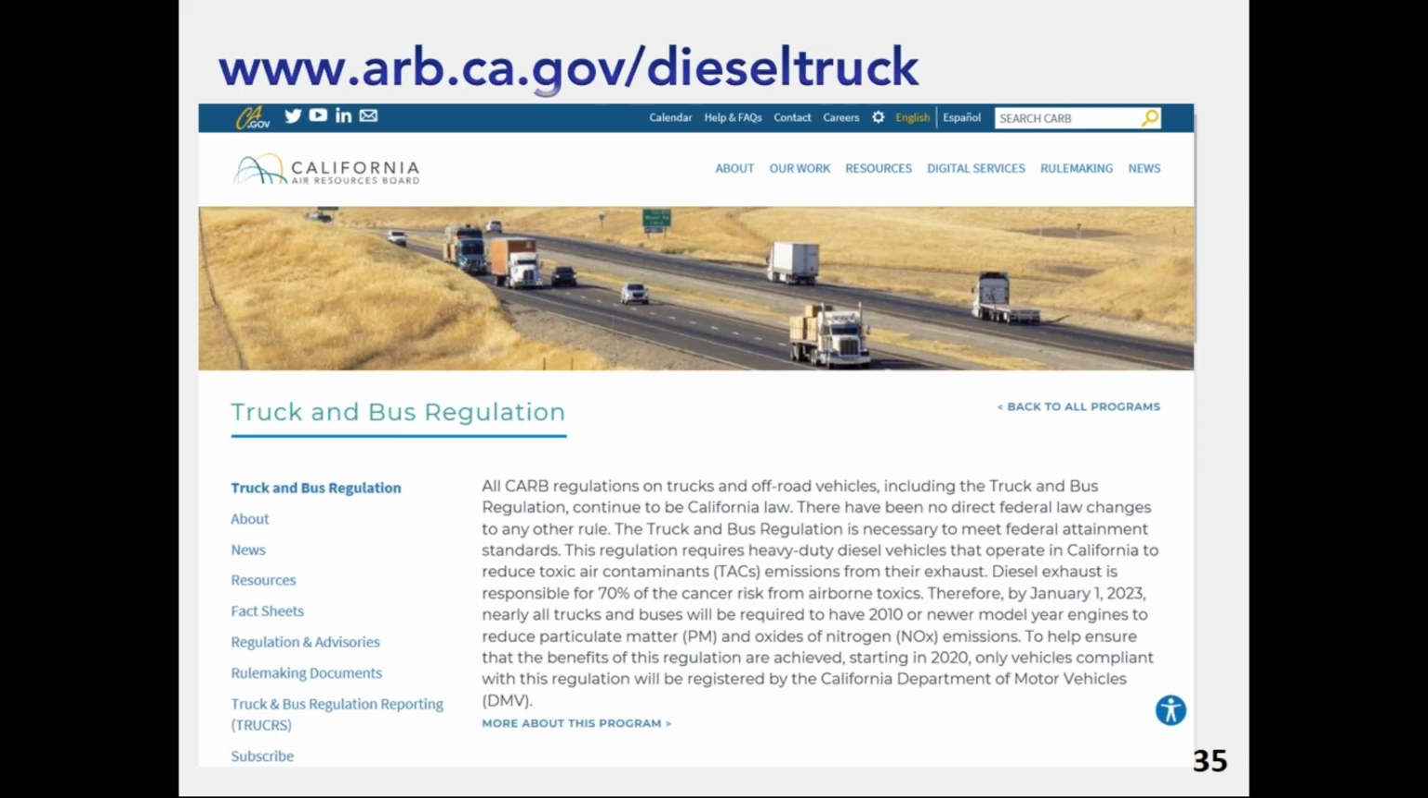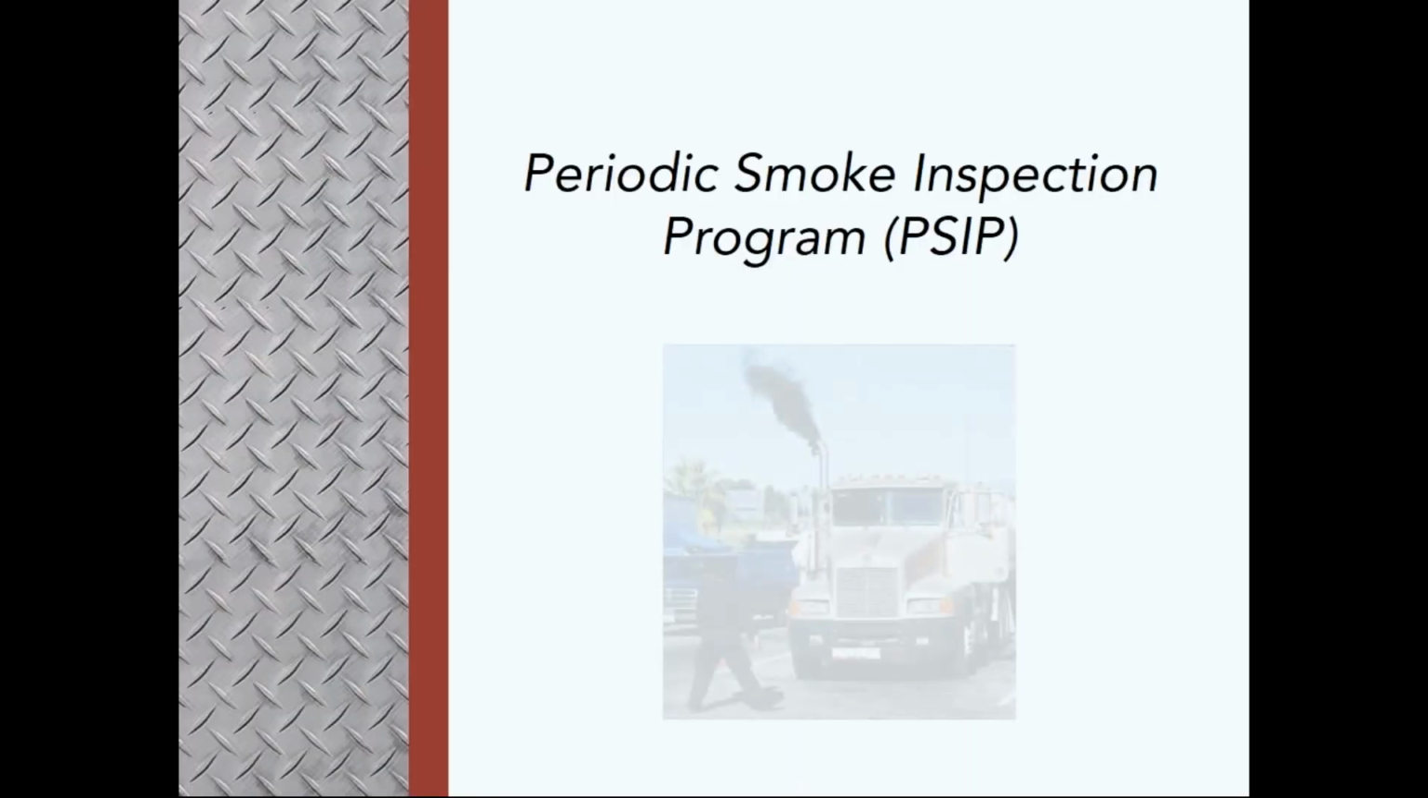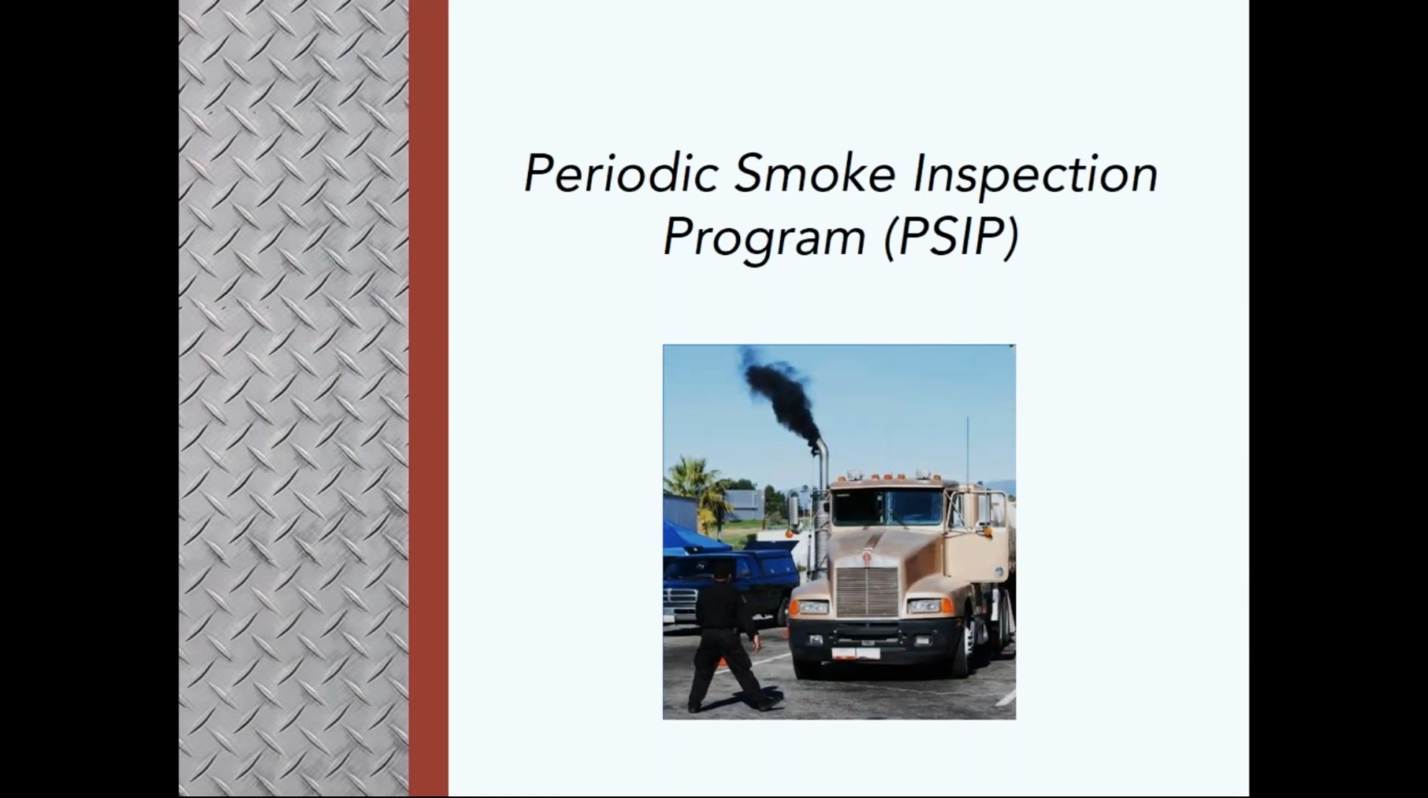All right, let's talk about PSIP, or Periodic Smoke Inspection Program. Although some people think it's new, this is not new. This rule is perhaps the oldest diesel on-road regulation that ARB has. This was put in place back in 1998. And here's what this is.